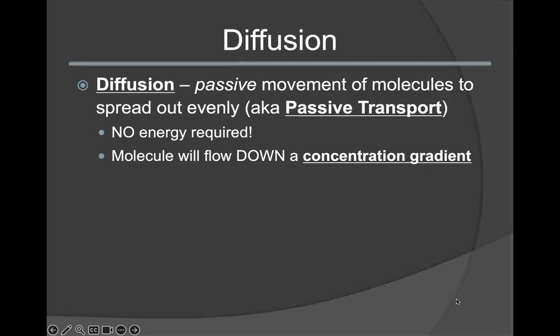We are first going to take a look at the process of diffusion. Diffusion is considered to be passive transport. That means that we will have the passive movement of molecules to spread out evenly across a membrane. No energy is going to be required for this, and we say that the molecules will be moving down a concentration gradient. That means that they will be going simply from a high concentration area to a low concentration.